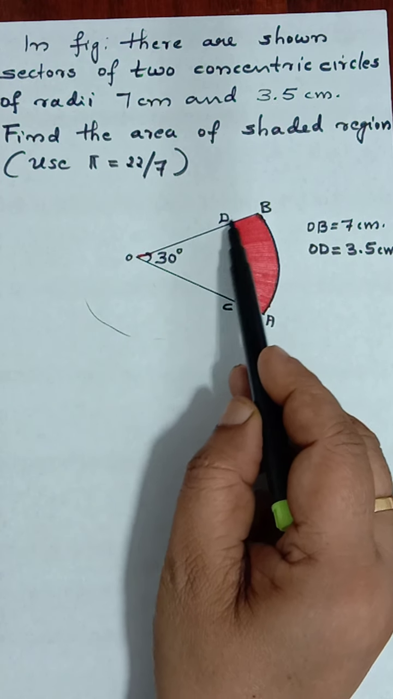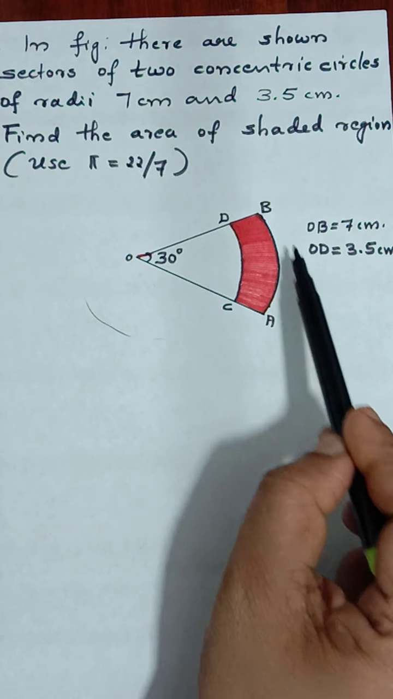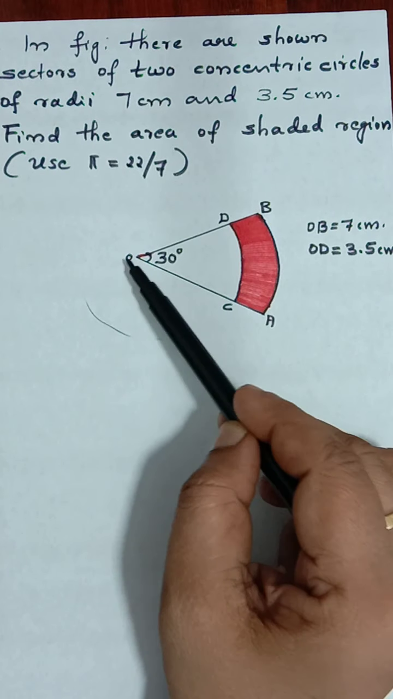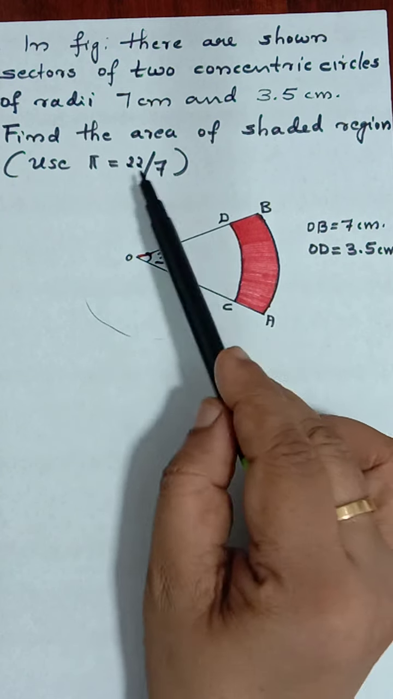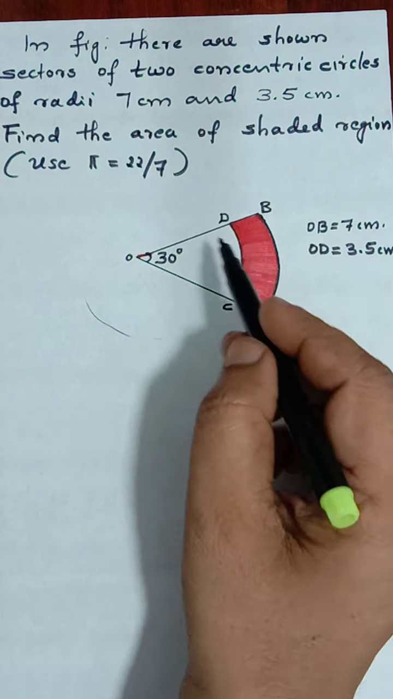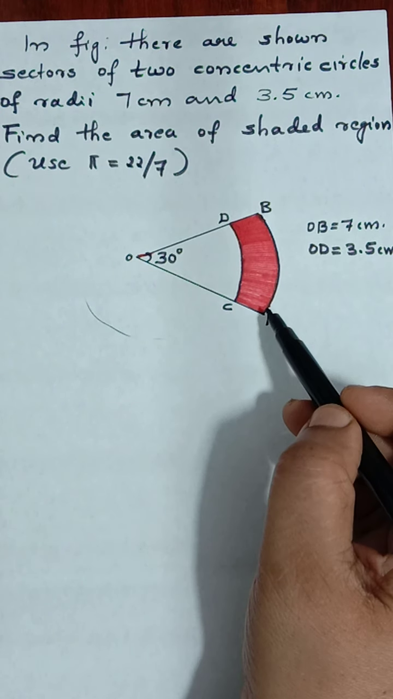So the longer one is 7, OB. That is part of the outer circle. OB is 7 and OD is 3.5. We have to find the area of the shaded region. This red shaded region we have to find out. So how to get that?